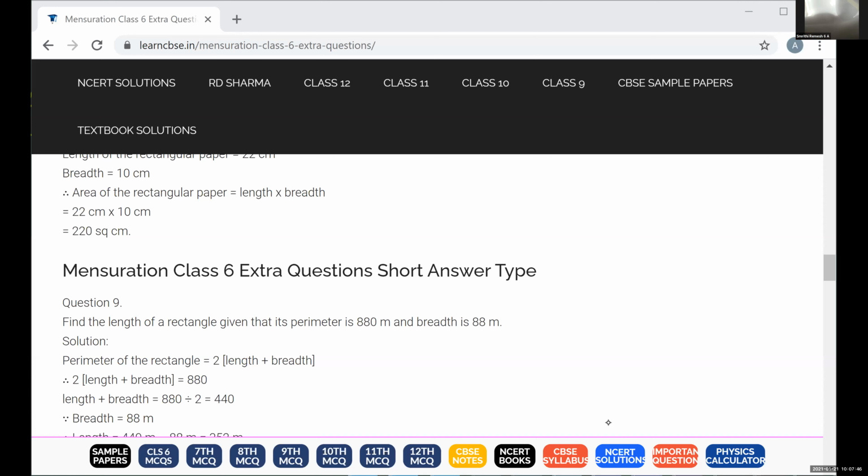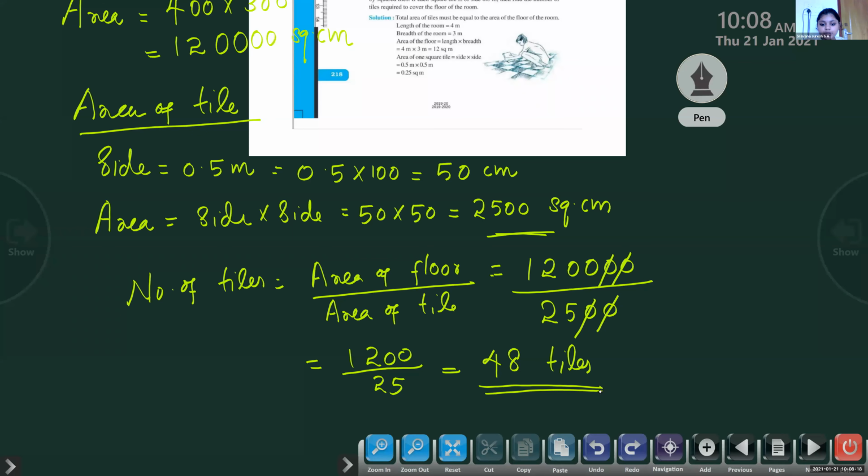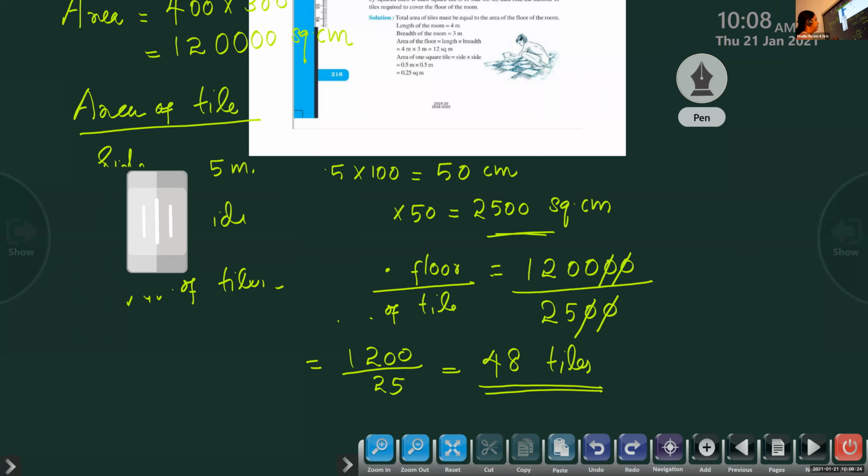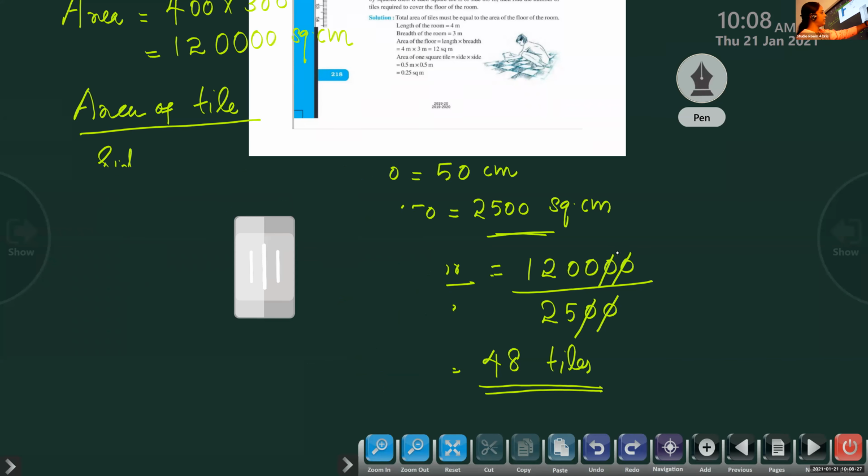Okay, ma'am. Find the length of a rectangle given that its perimeter is 880 meter and breadth is 88 meter. Shall we start? Yes, ma'am. Now let me minimize it. Ma'am, can you show it again? No, I minimized it. I'll write the question here. What was the question? Tell me.